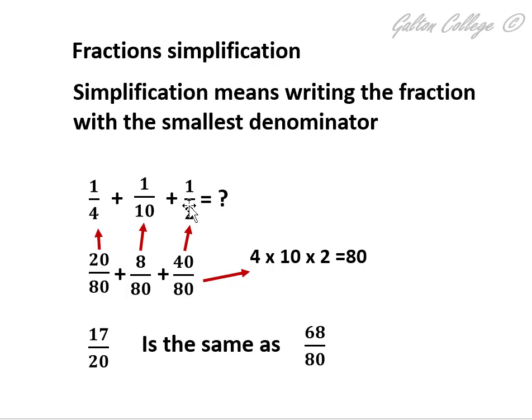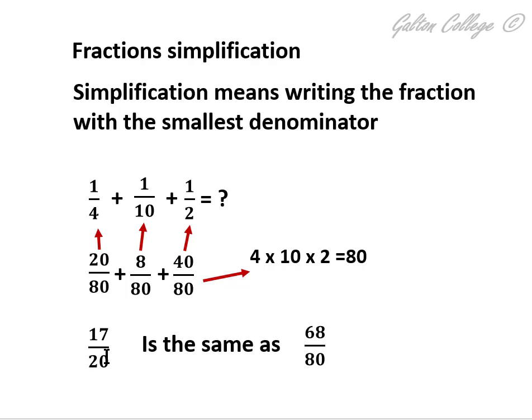And the denominator over here, the 2, goes into 80 40 times. 40 times 1 is 40. Now, if we add this up, we'd get 20 plus 8 is 28, plus 40, which is 68. So 68 is our answer, 68 over 80. Well, if we divided it by, let's say, 4, we get 17 over 20. And that's a preferable answer.